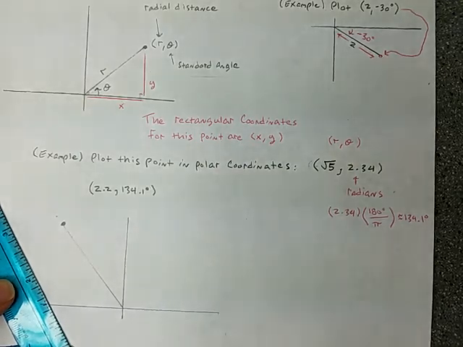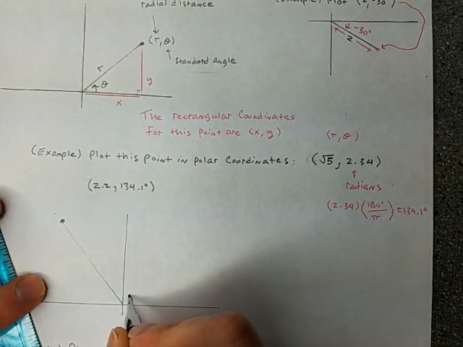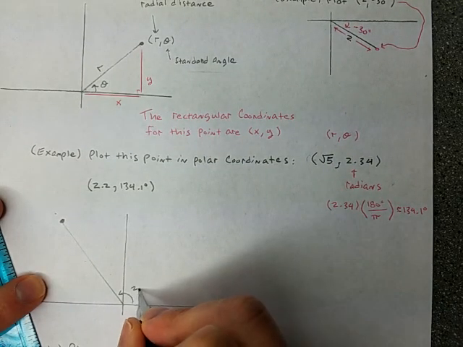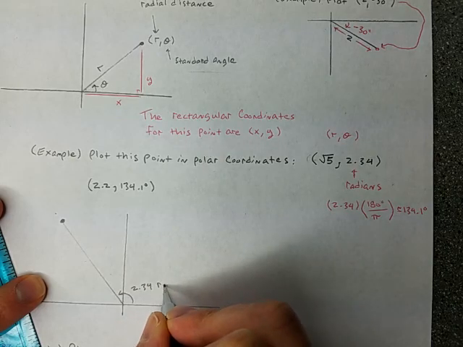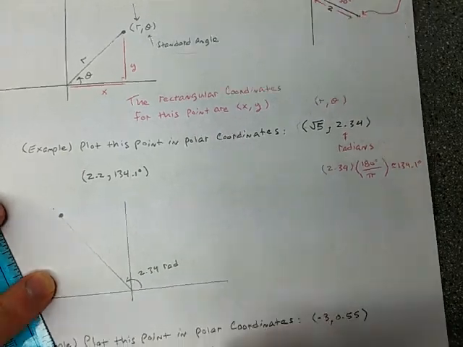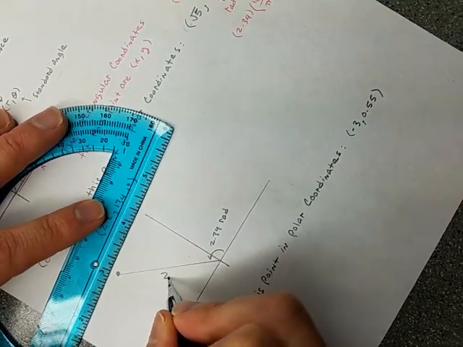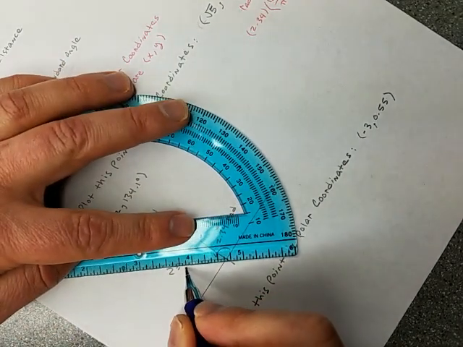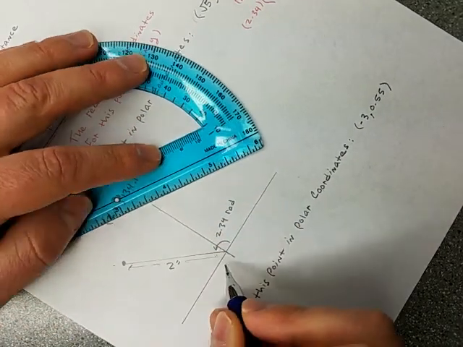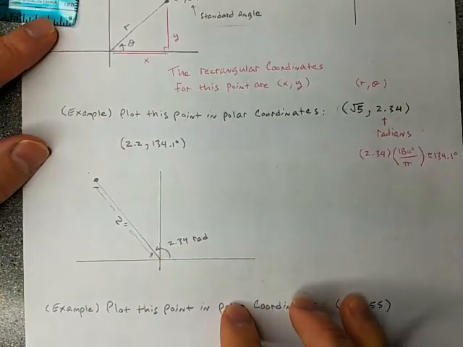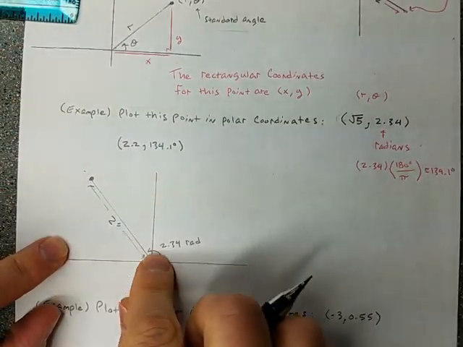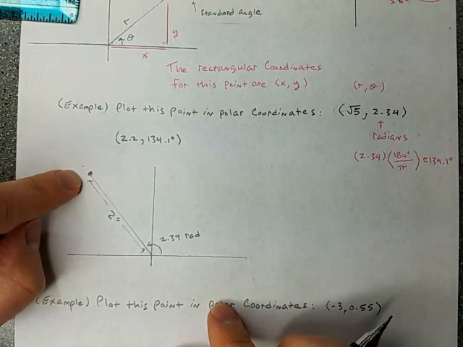There's my point. Okay, I'll rotate 2.34 radians, and then in that direction I'll go a distance of 2. So that puts it in quadrant 2 of our graph right there.